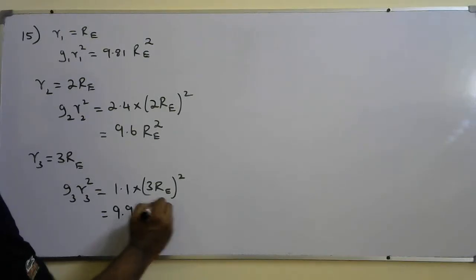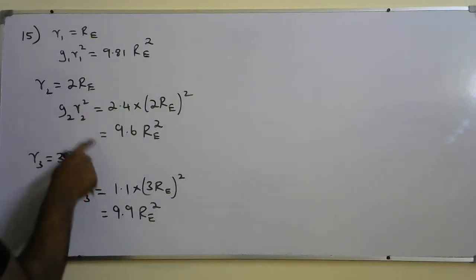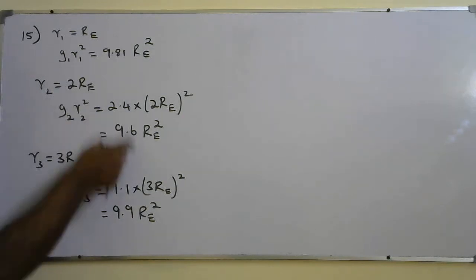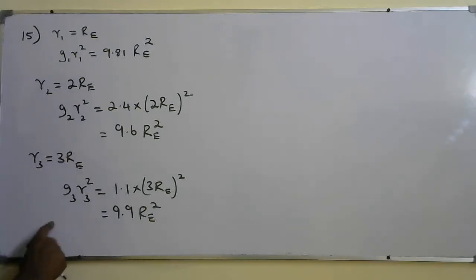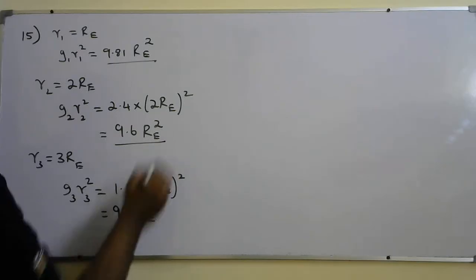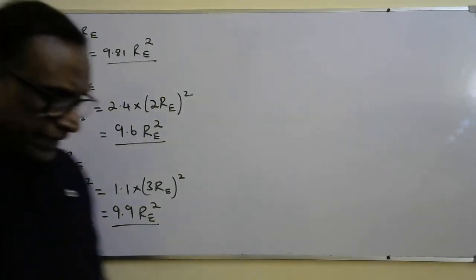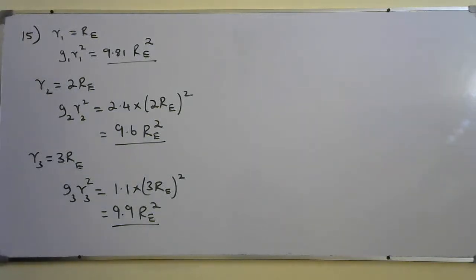So G1 R1 squared is 9.81 RE squared. This is 9.6 RE squared. This is 9.9 RE squared. So almost the same value I am getting. G1 R1 squared, G2 R2 squared, G3 R3 squared, all in terms of RE squared: 9.81, 9.6, 9.9. So almost these values are same. Therefore, G obeys inverse square law.